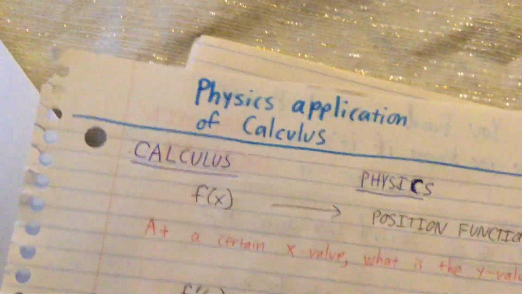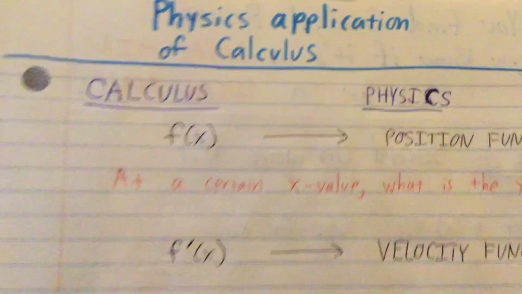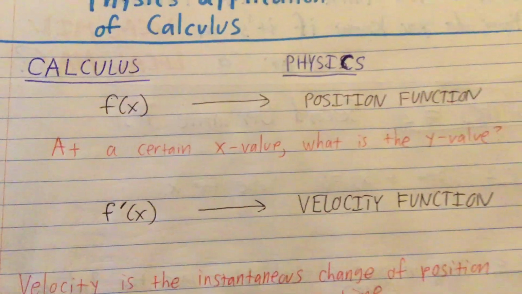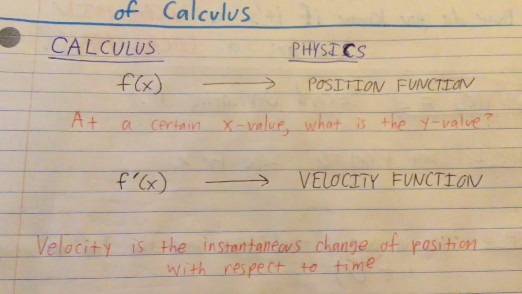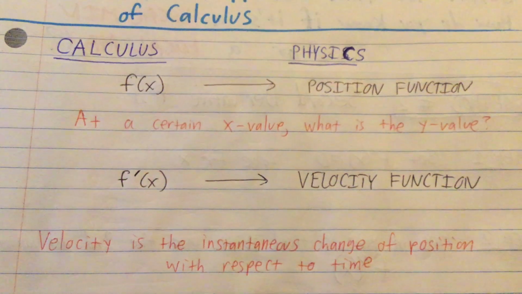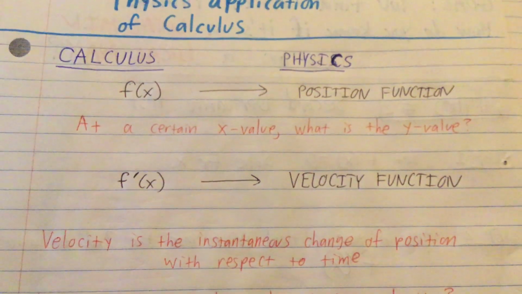Sorry, I forgot. I started the video and I don't have a pen. There we go. So you have a position function, and then you can take its velocity function by just taking f prime of x.